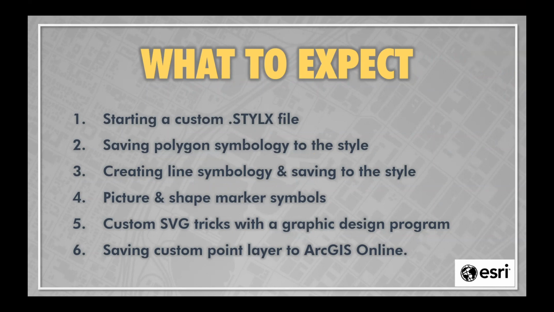And we're gonna talk about the different point symbols for 2D maps, which are picture and shape. And I'll show that thing I mentioned before, custom SVG tricks with the graphic design program. I'm gonna be using Adobe Illustrator, but the principle should be the same across any sort of graphic editor program where you can use vector styling. And then I'm gonna show how to save that point layer with those custom SVGs to ArcGIS Online. So now we're gonna switch over to Pro.